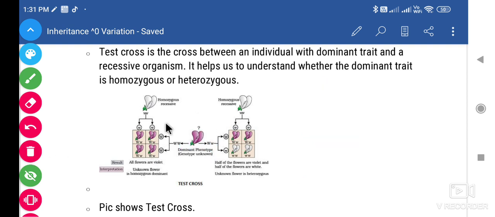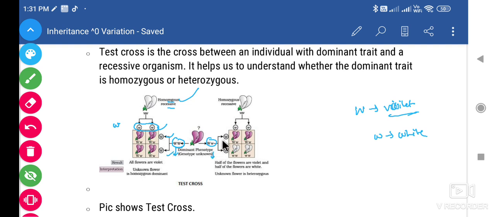For this we cross this flower's genes with the homozygous recessive trait. The homozygous recessive is small w. Capital W denotes the violet color, and small w denotes the white color. So we have two kinds of possibilities. If the dominant traits are here, both genes are dominant.